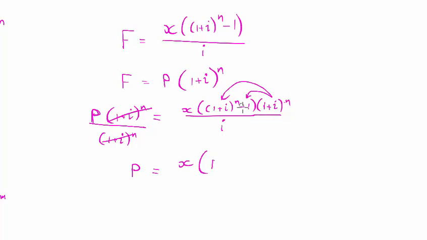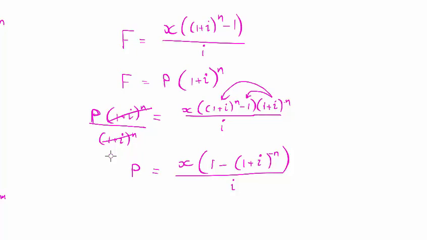So in this bracket I've got a 1 there, minus 1 times that bracket, minus 1 plus i to the power of negative n, thank you, over i. And there's that formula. See how easy it is to get that formula? And what does this P represent? It represents how much your future value is actually worth today.